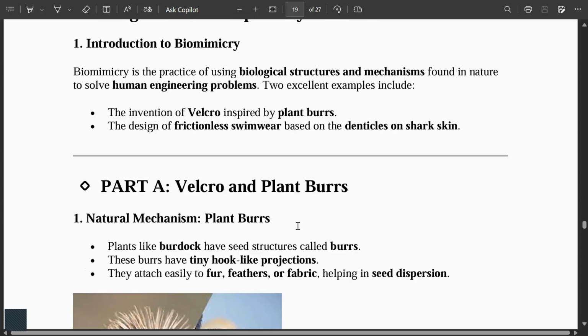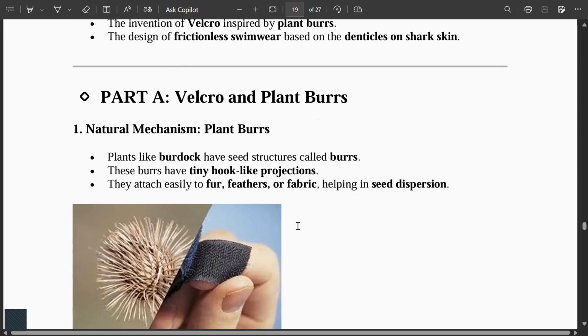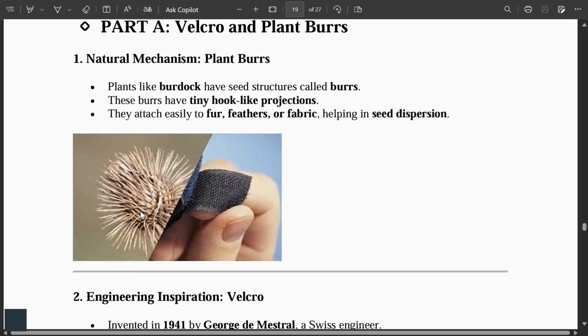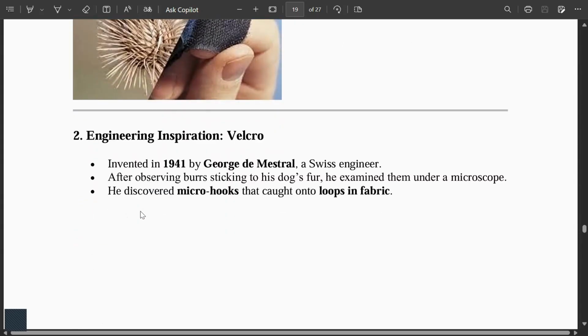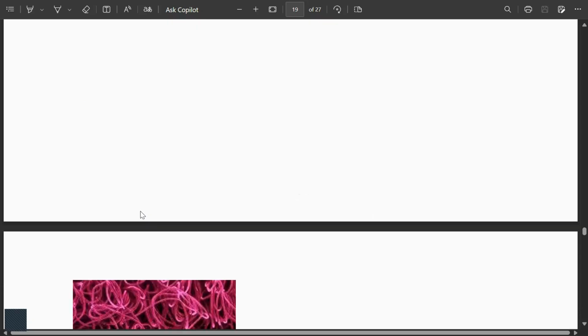Actually, Velcro, it is a plant. Okay, it's a plant like burdocks that have a seed-like structure called burrs. These burrs have tiny hook-like projections, so they easily attach to the fur, feathers, or fabric, helping in seed dispersion. That technology is taken. Engineers invented that into converting it to a fabric-like material.